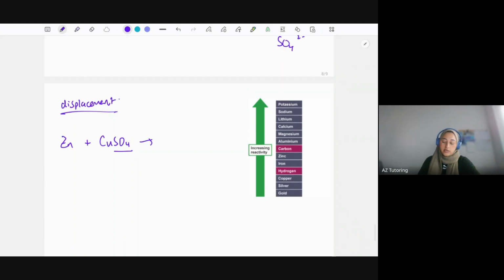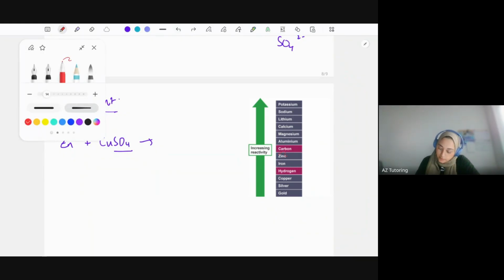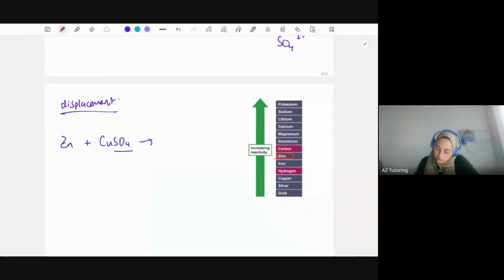Now what's going to happen here? Now if we look at the reactivity series, zinc is over here. Let me do it in red. So here's zinc, and copper is below. So zinc is more reactive than copper, so therefore we'll displace the copper. So what we get is we get zinc sulfate, and then the copper gets displaced, and that's already balanced. So that's essentially what a displacement reaction is. They won't ask you that straightforward in the exam, but if you do, you're quite lucky.